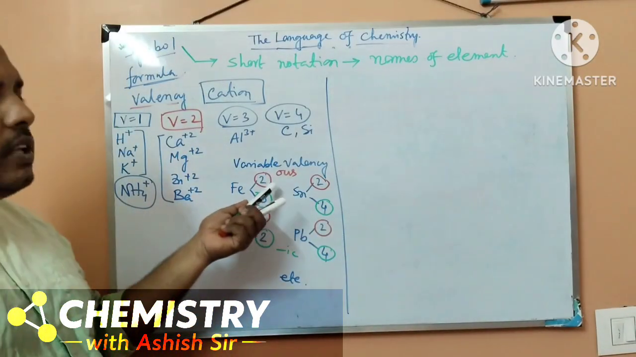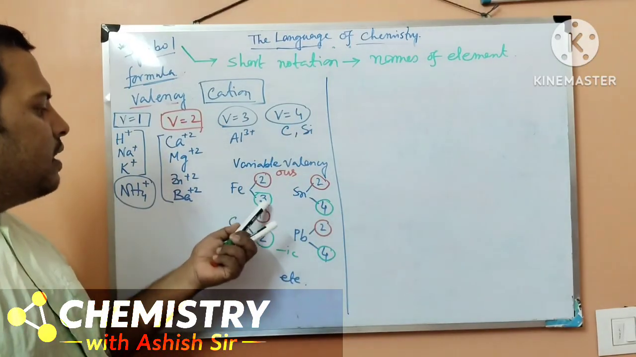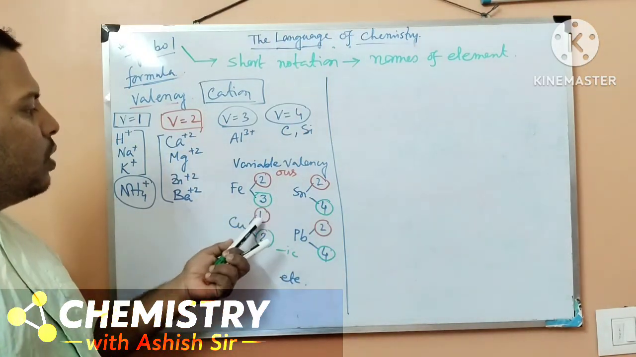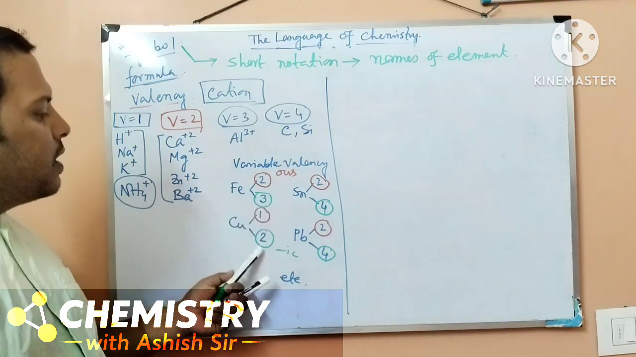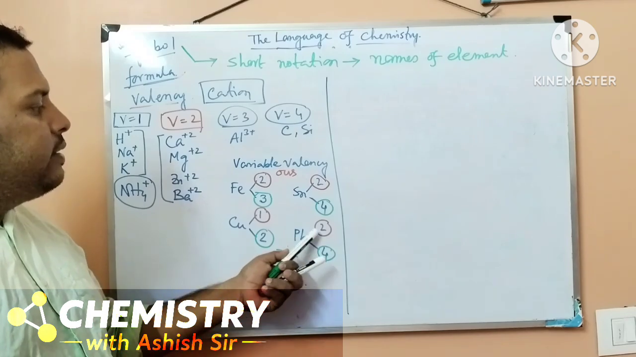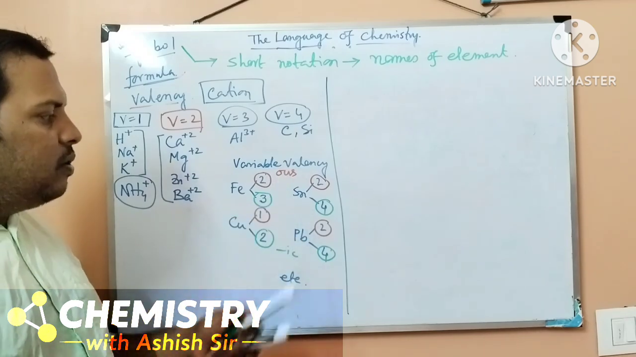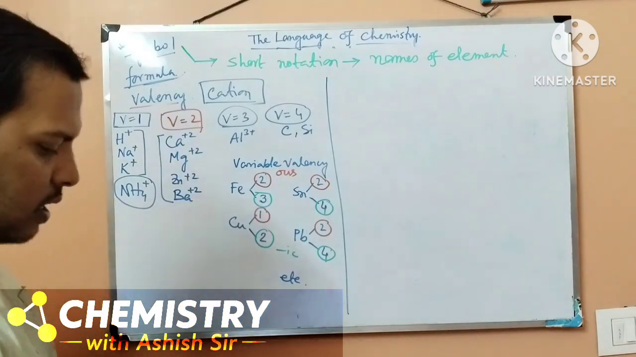So iron with 2 valency, ferrous. Iron with 3 valency, ferric. Copper with 1 valency, cuprous. Copper 2, cupric. Lead 2, plumbous. Lead 4, plumbic. Remember this one.